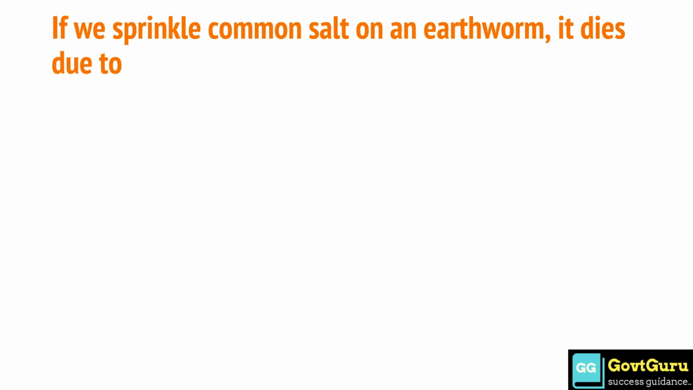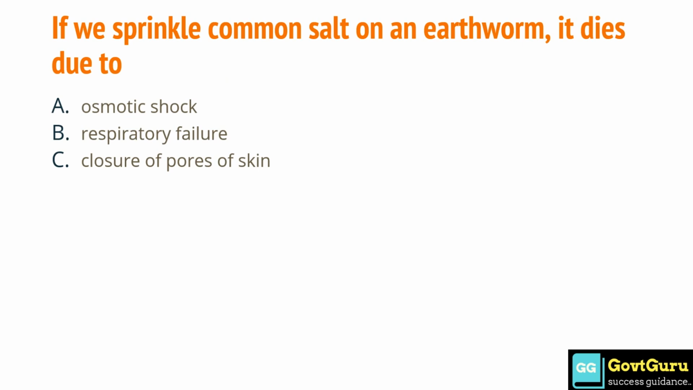If we sprinkle common salt on an earthworm, it dies due to option A osmotic shock, option B respiratory failure, option C closure of pores of skin, option D toxic effect of salt. So the correct answer is option A osmotic shock.